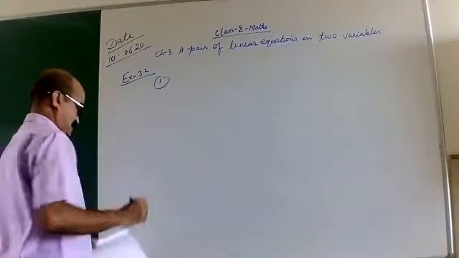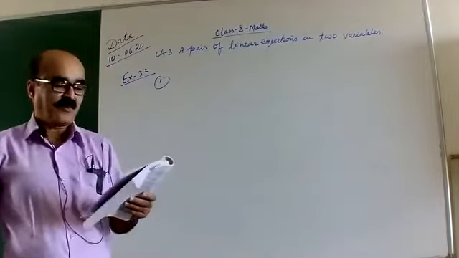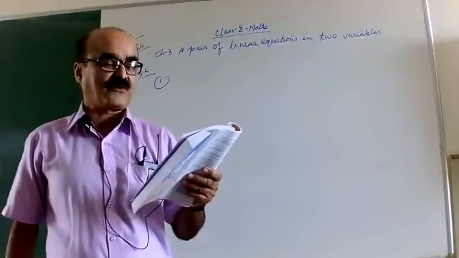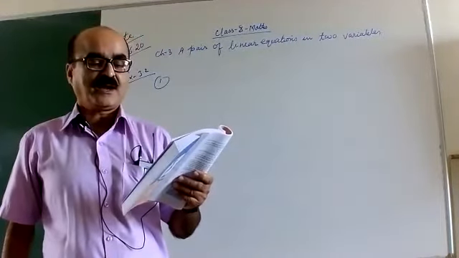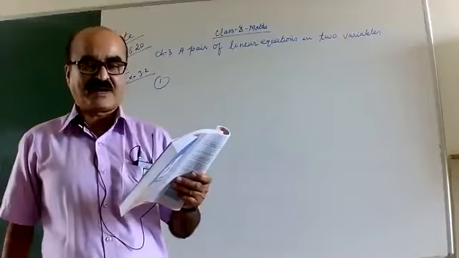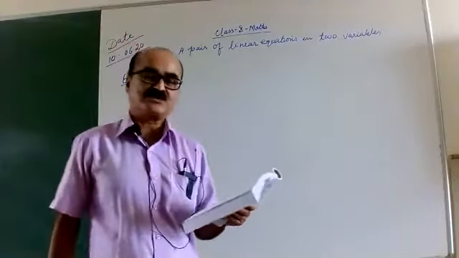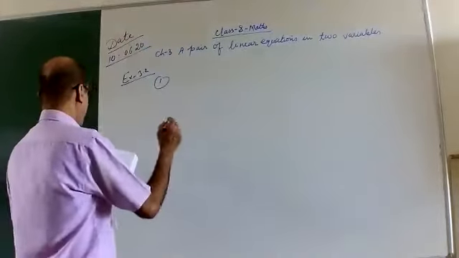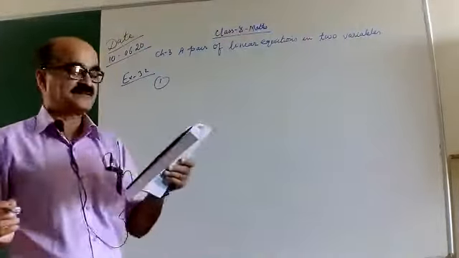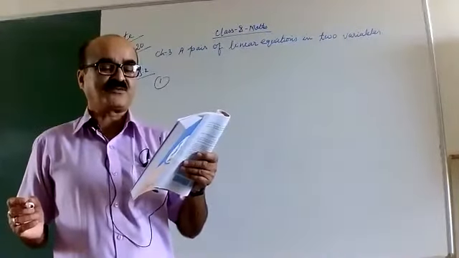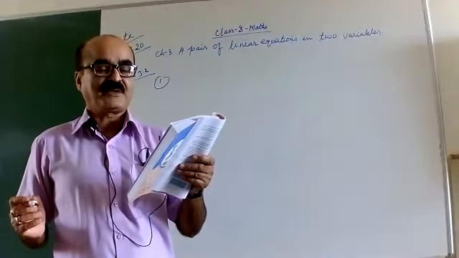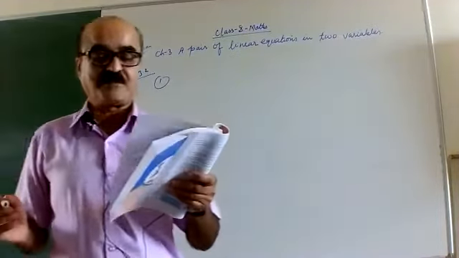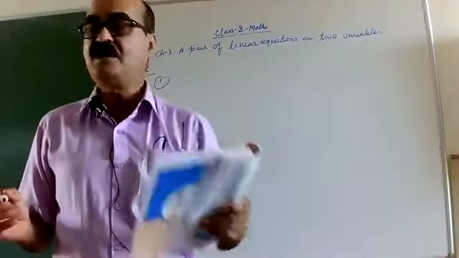3.2, very first question, that is: form a pair of linear equations and find their solution graphically. Means this question you have to also solve by graph. Question number 1: 10 students of class 10 took part in a mathematics quiz. If the number of girls is 4 more than the number of boys, then find out the number of boys and girls who took part in the quiz.